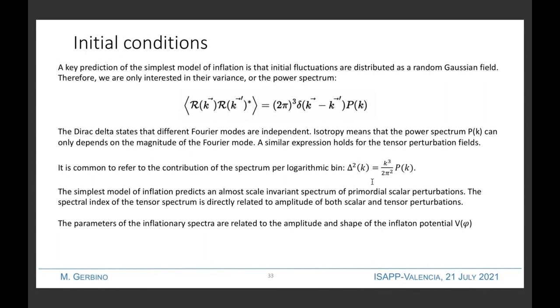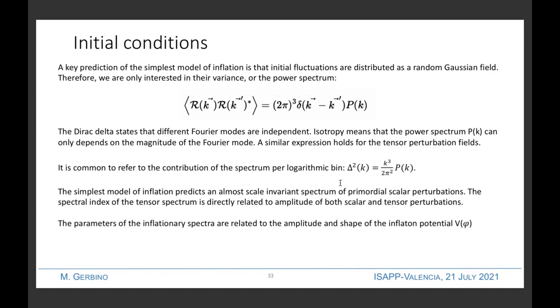A key prediction of inflation is that this dimensionless power spectrum is scale invariant. So the dependency on the scale carried by the power spectrum P of k times the k to the cube dependency that comes from this expression for the dimensionless spectrum is almost independent of k. Originally, the prediction was that there was no dependence at all, so that this dimensionless power spectrum was basically constant as a function of the wave number, and that was called the Harrison-Zeldovich spectrum. But today, from observations, we observe deviations from this truly scale independent power spectrum, a small deviation, but still an important deviation. Nevertheless, this deviation is very small, and this is a key prediction of inflation.